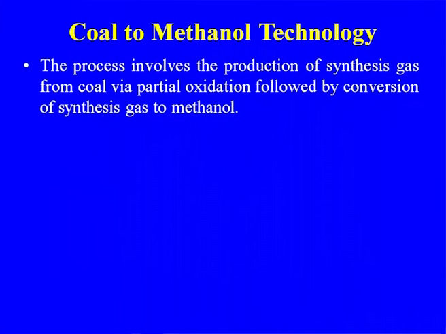Coal to methanol technology: the process involves the production of synthesis gas from coal via partial oxidation, followed by conversion of the synthesis gas to methanol. This is the technology used for the production of methanol. Again, we will be discussing in detail the production of methanol from synthesis gas while discussing the petrochemicals in module 7.